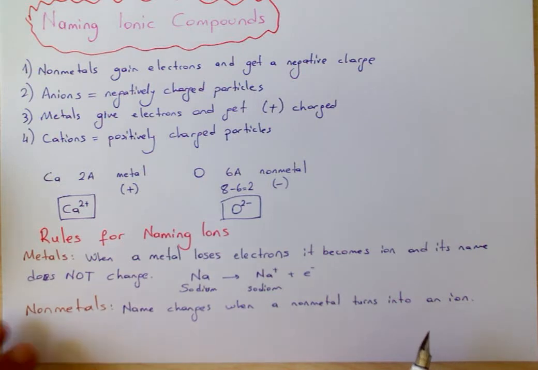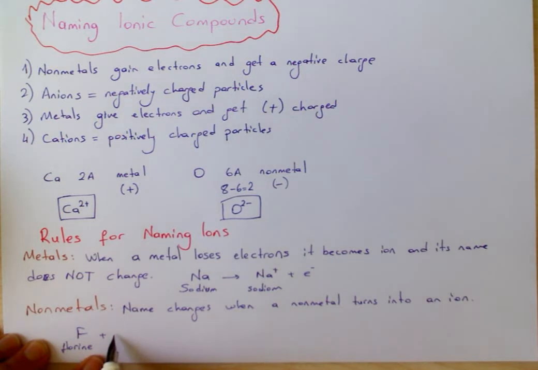See here, this is fluorine. If it gains an electron, now its name will be fluoride. You see here, we subtracted ine and we added ide.